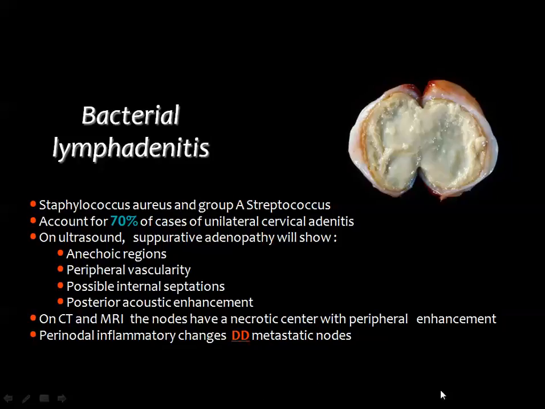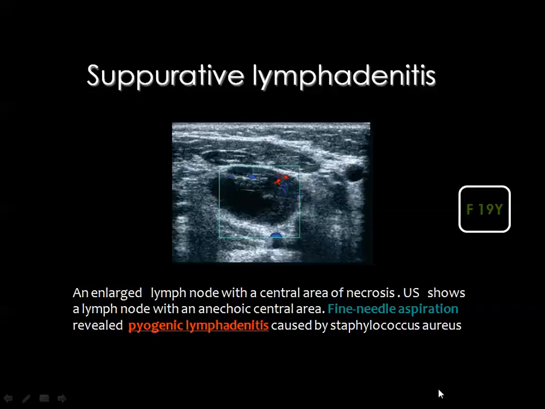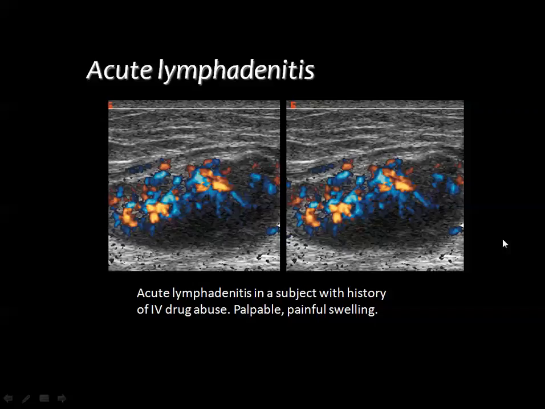And by ultrasound, suppurative inflammation of the lymph node will result in a slight enlargement of the node, anechoic or hypoechoic appearance, loss of the central echogenic fatty hilum, and increased vascularity in the vicinity of the lymph node. And this is an acute lymphadenitis in a patient with history of intravenous drug abuse presenting with palpable painful swellings. And you see the marked increased vascularity of the inflamed nodes.